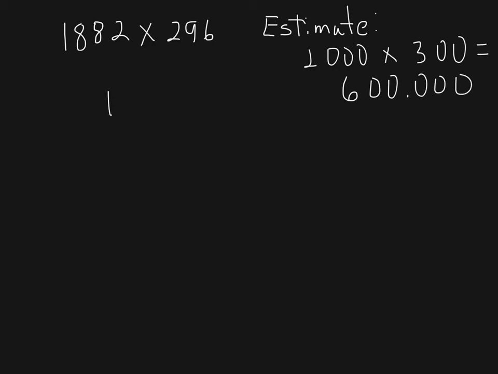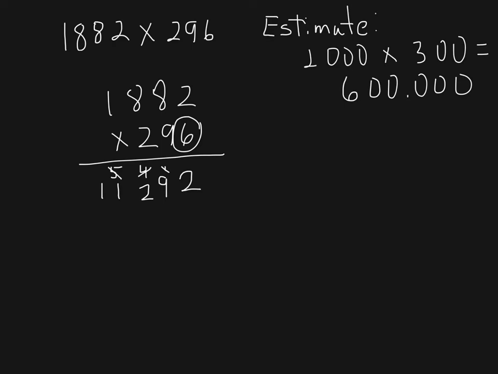Okay, now I'd like you to set up the standard algorithm, and you're going to multiply 1,882 times 296, and make sure the smaller number is on the bottom of the algorithm. Now I'd like you to pause again and find your first partial product, multiplying by that number 6. And once you do that, start up the video and check against my partial product.